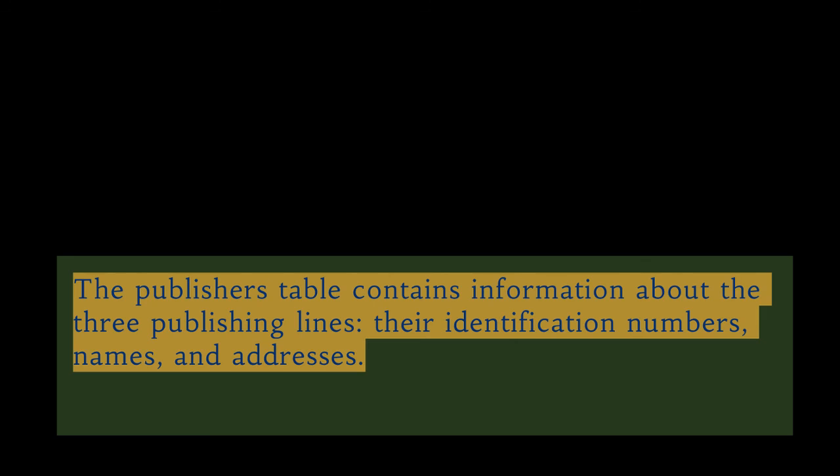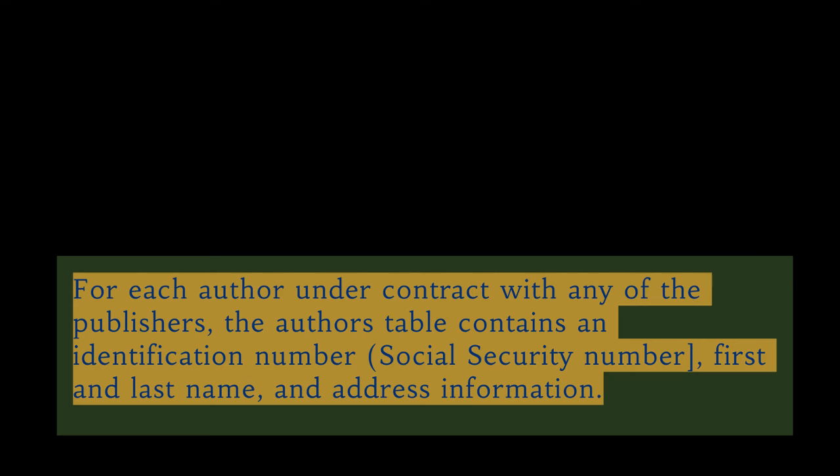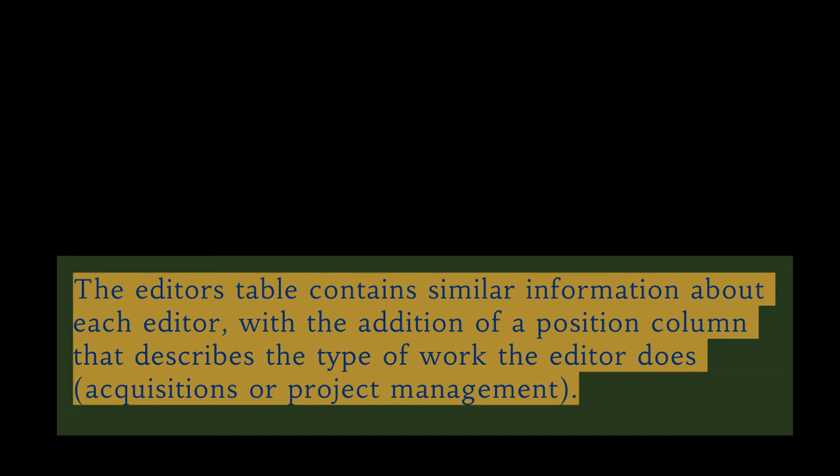The publisher's table contains information about the 3 publishing lines, their identification numbers, names, and addresses. For each author under contract with any of the publishers, the author's table contains an identification number, social security number, first and last name, and address information. The editor's table contains similar information about each editor, with the addition of a position column that describes the type of work the editor does, acquisitions or project management.